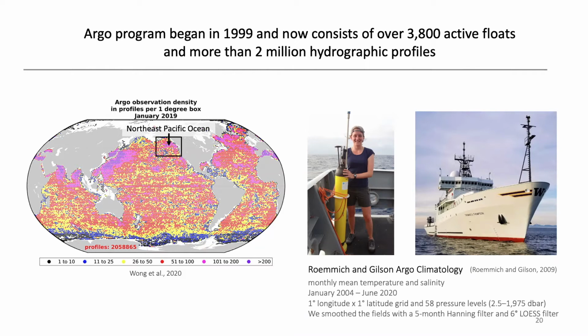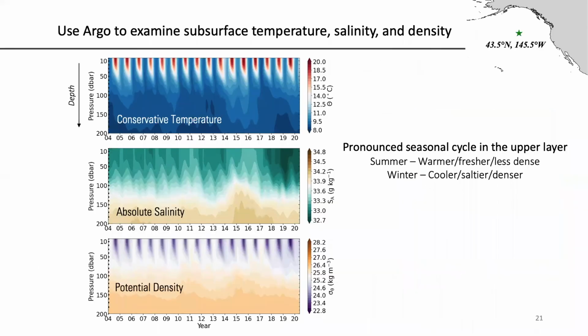From this product, we have monthly mean temperature and salinity from 2004, when Argo first approached sparse global coverage, through June 2020. After we have those fields, we further smooth them with a 5-month Hanning filter and a 6 degree lowess filter to reduce any leftover mesoscale noise. We're going to pick a location in the Northeast Pacific that represents both the marine heat waves I mentioned before. From Argo, we have temperature and salinity down to about 2,000 decibars, but we're just going to be looking at the upper 200. With temperature and salinity, we can then compute the potential density.